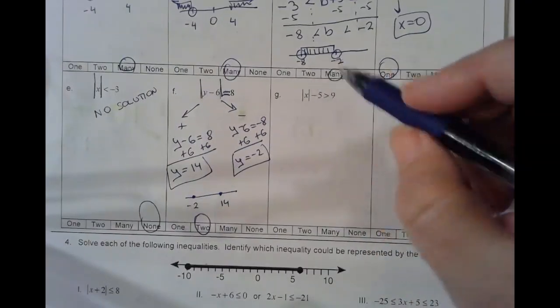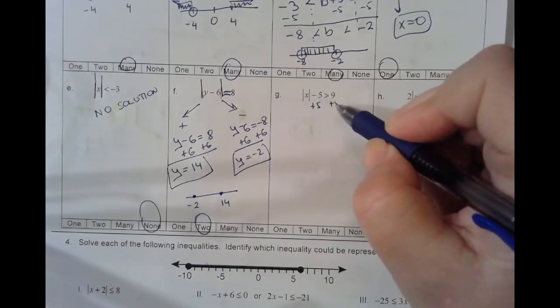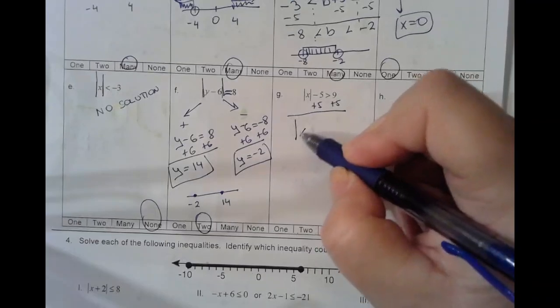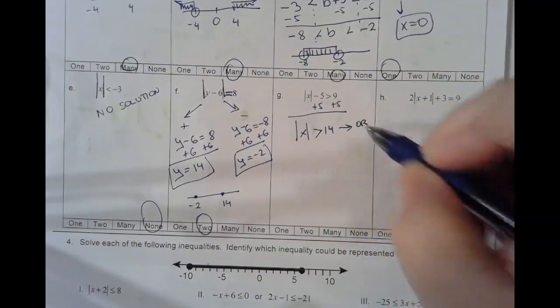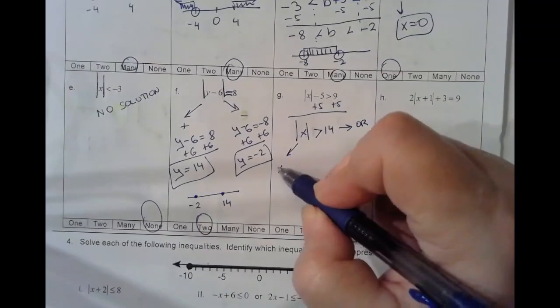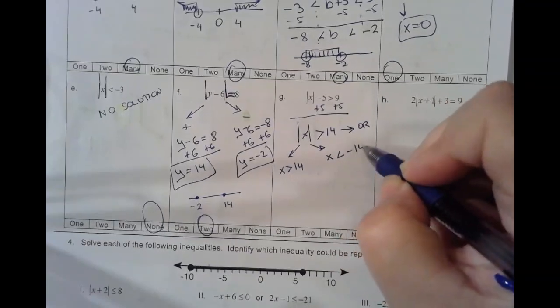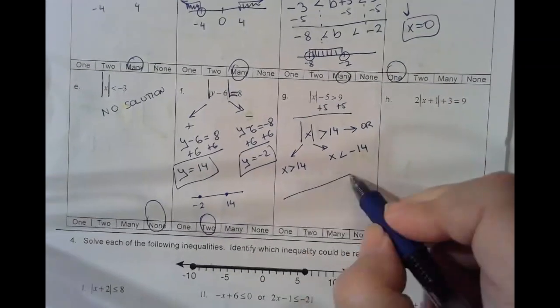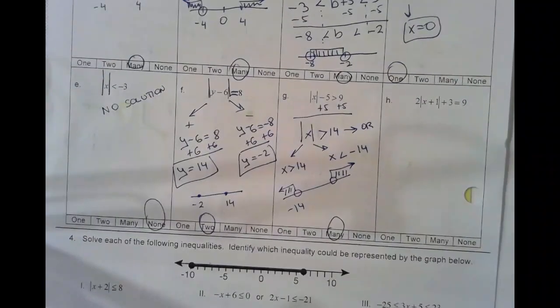Next one, I cannot make a decision yet because I do not have the absolute value by itself, so I have to add 5 first. So I have absolute value is greater than 14. Points away, this is my OR. So the first one is greater than 14. The second one is less than negative 14. And because this is an OR, I know that my graph will be pointing away from each other, and you have many solutions.